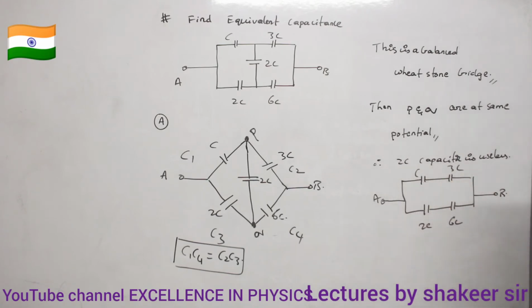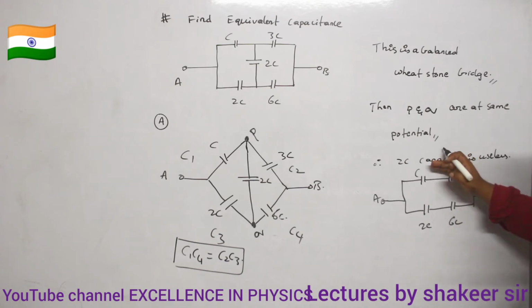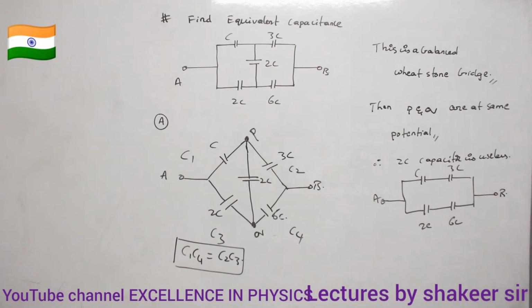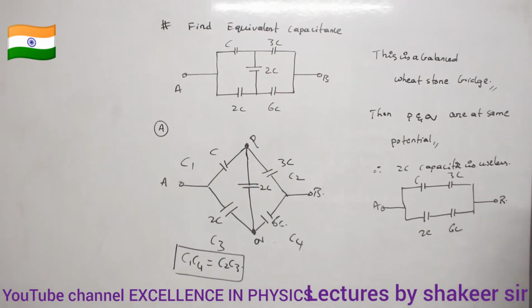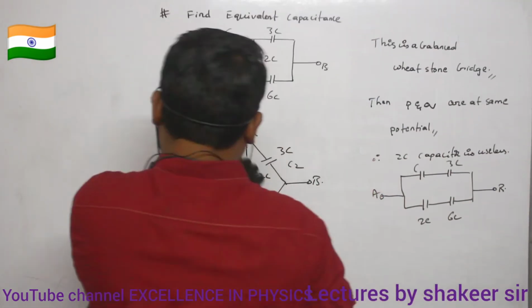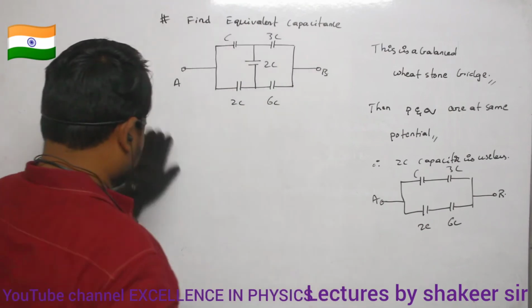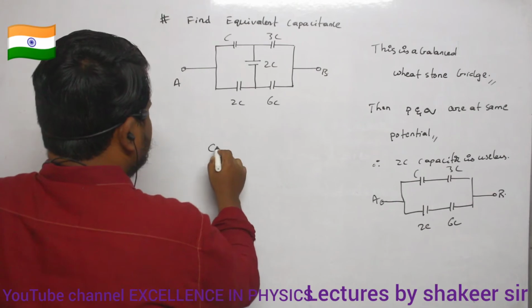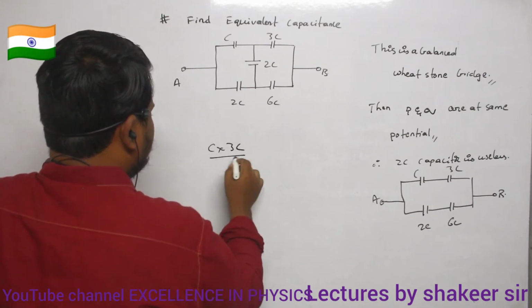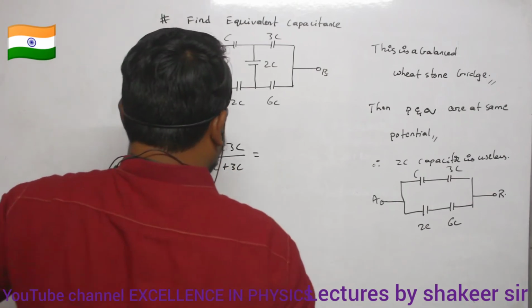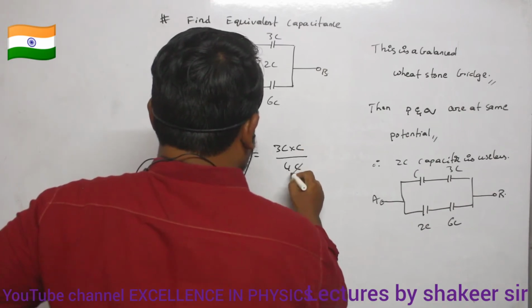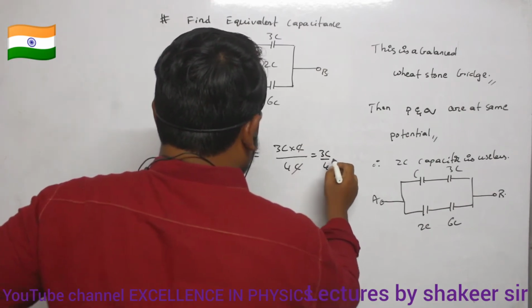Now, C and 3C, they are present in series. 2C and 6C, they are present in series. Next, these two total branches are connected in parallel. Just to solve this circuit, that is my required answer. You got it? So, C and 3C, they are in series, no? So, C into 3C divided by C plus 3C. So, 3C into C divided by 4C. So, C and C get cancelled. So, 3C divided by 4.